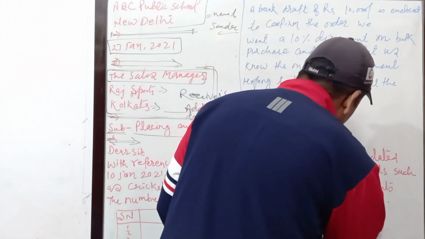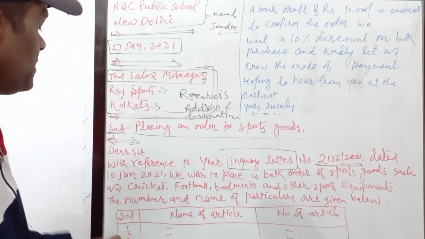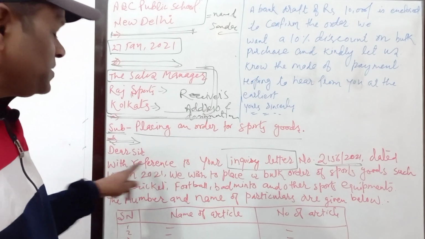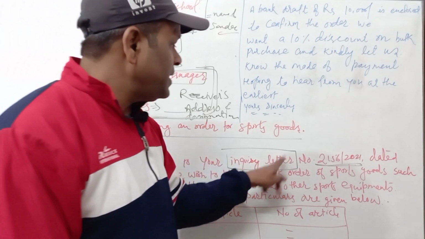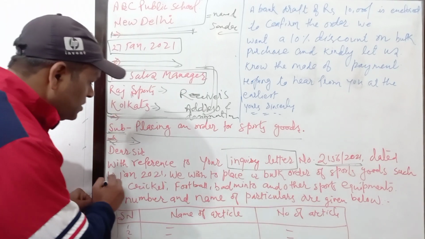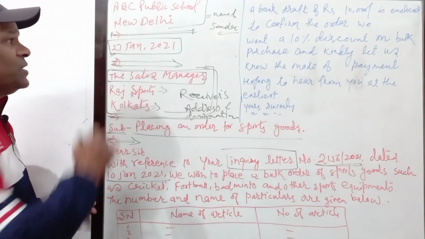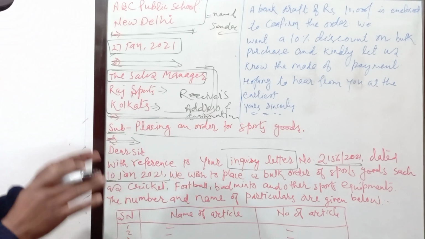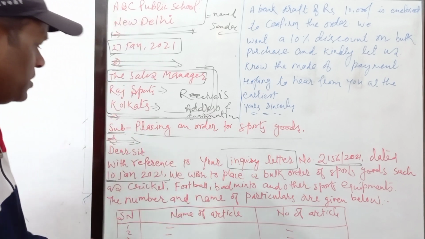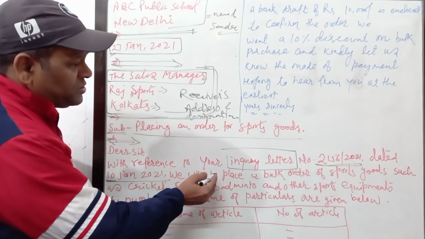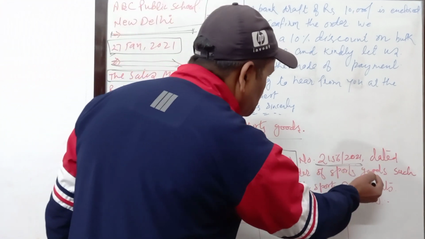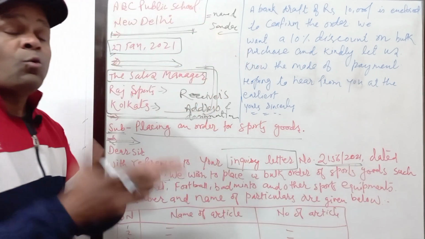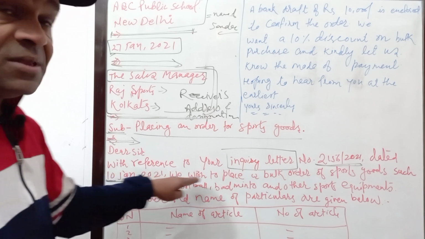Any number you can put, any number, 1 2 3 4 slash whatever you feel like. So with reference to your inquiry letter number, for all placing order questions, you can copy this line: with reference to your inquiry letter number this and this, dated this and this. Now you see that we are writing the letter on 27 Jan, so I have taken the date 10 or 15 days back. So it is 10 Jan 2021. Now the main point, what we are going to order. We start from here. We wish to place a bulk order of sports goods such as cricket, football, badminton and other sports equipment. Whatever order you want to place, you can mention in the next line.